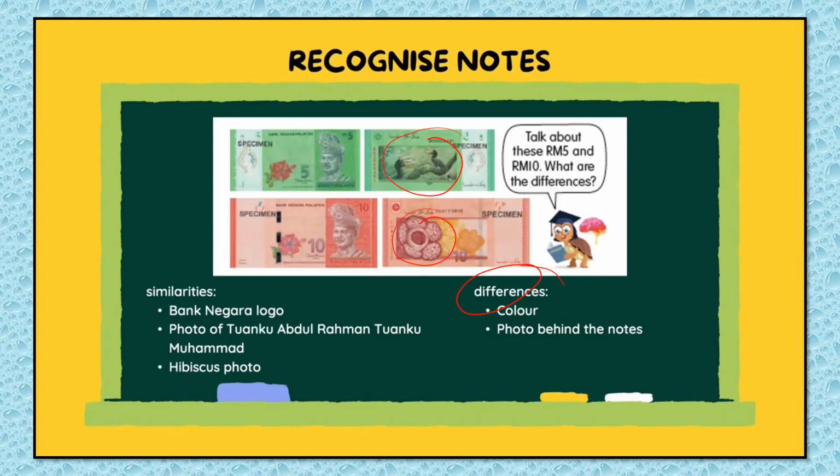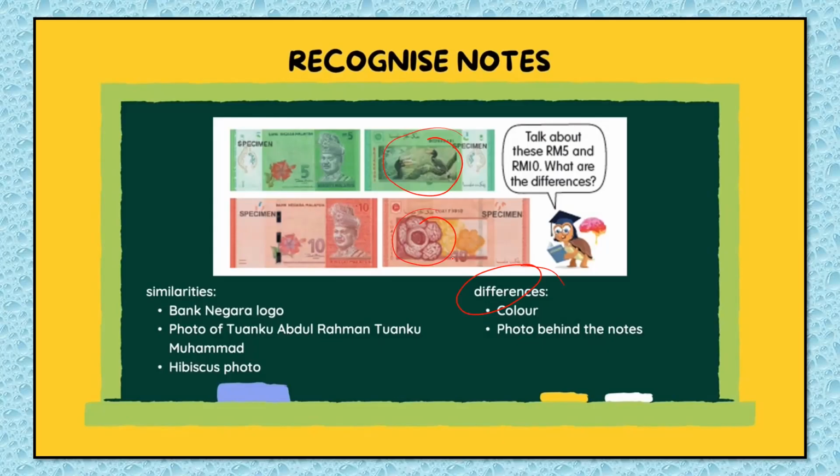Dear children, please identify the similarities and differences. So class, the objective of our topic today is that we recognize money and we also learn the characteristics of each money, in terms of coins and also notes. Now we're going to look at today's homework.